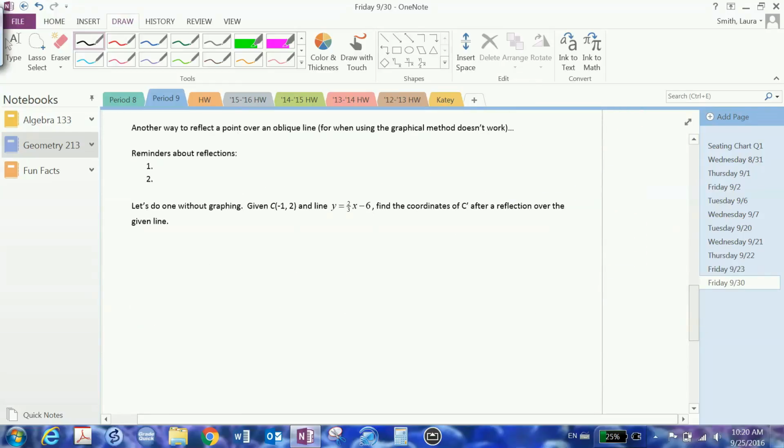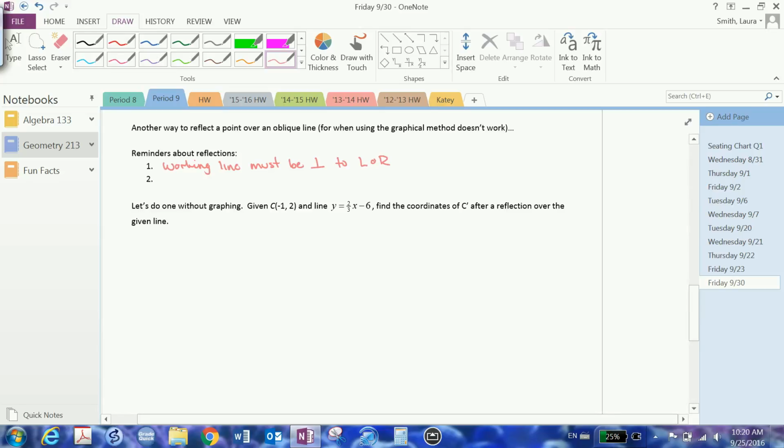So here's another way to do this for when this graphical method doesn't work. We have to remember a couple of things, right? And I know I keep repeating myself, but it's worth it. The first thing to remember is that we have to draw our working line perpendicular to the line of reflection. Okay, it has to be perpendicular.